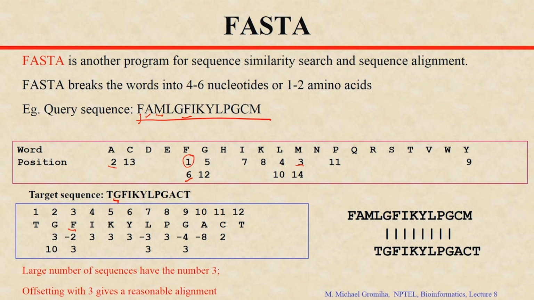Then we look at this, and they found a lot of numbers with 3. So, if there are more numbers with 3, and you offset one sequence by 3 residues, then you can get the probable alignment. If you offset by 3, then they get a good alignment between sequence 1 and sequence 2.